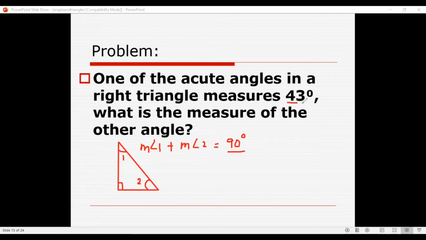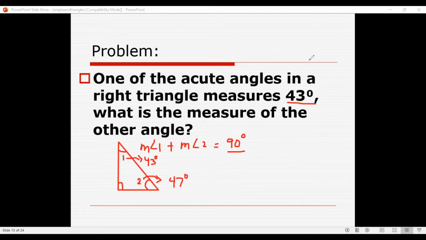And so, one of the angles is 43. So, if I am letting angle 1 as 43 degrees, what's the measure of the other angle? Okay, so we just have to subtract 90 minus the 43, which is now the measure of your angle 1. So the answer for that will become 47. Okay, so the measure for our angle, for this problem, is 47 degrees.